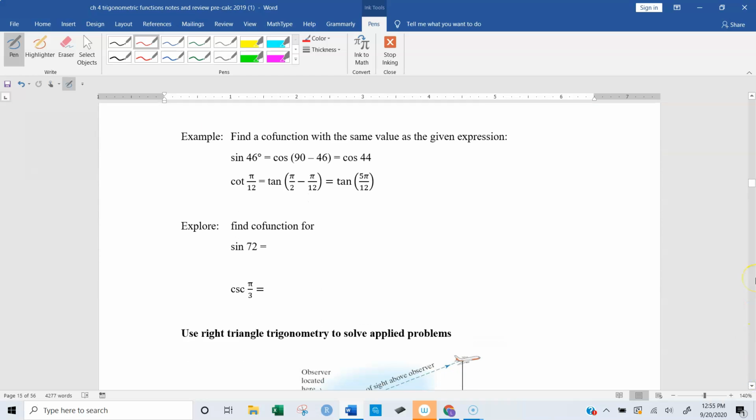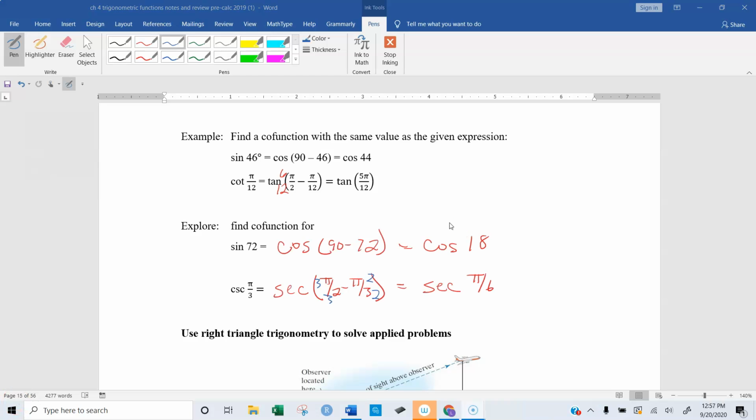Here's an example. I want to find the cofunction. So I know the sine, its cofunction is cosine. So sine of 46 degrees is the same as the cosine of 90 minus 46, or the cosine of 44. Or the cotangent of pi over 2 is equal to the tangent of 90, because 90 is pi over 2, minus pi over 12, which gives us, well, we changed this to a common denominator, right? So 6 pi minus 1 is 5 pi over 12. Okay, pause and try yours.